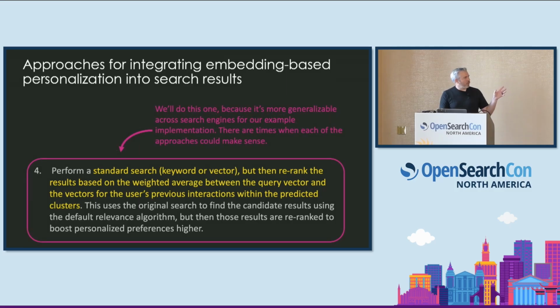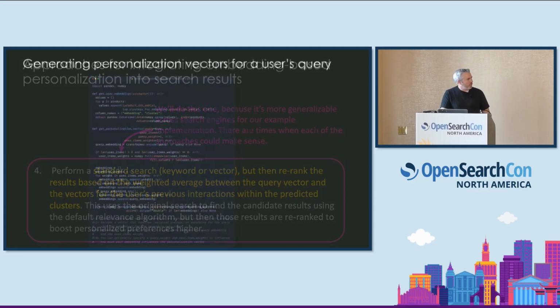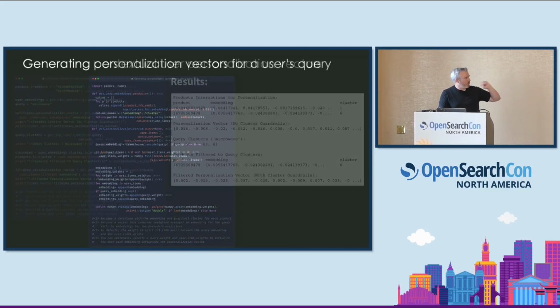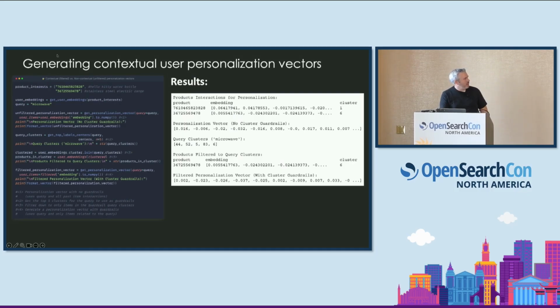So that's my preferred way to do this. This is largely reusable across different search engines and generalizable. And so we'll show an example of that. Again, not going to go into the code, but what I'm doing right here is generating a personalization vector for the user's query. In this case, these particular items were their interest.